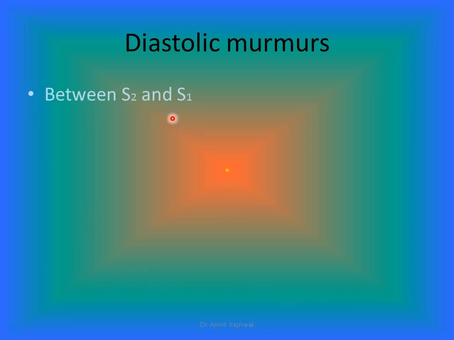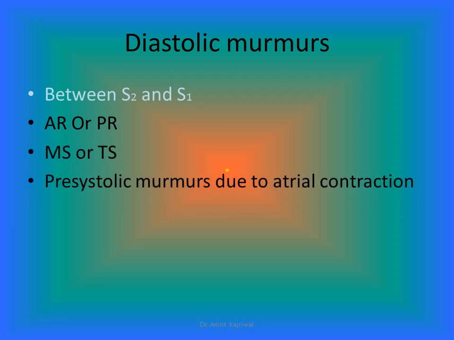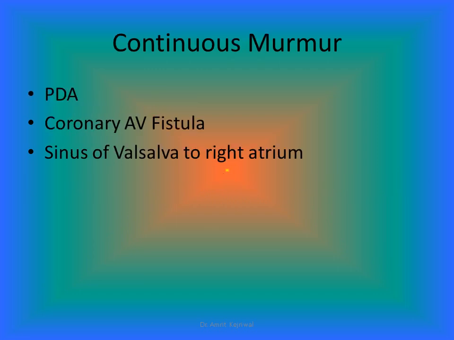Diastolic murmurs are between S2 and S1, seen in aortic regurgitation or pulmonary regurgitation, mitral stenosis or tricuspid stenosis. Pre-systolic murmurs are due to atrial contraction. Continuous murmurs can be seen in PDA, coronary AV fistula, or sinus of Valsalva rupture into the right atrium.